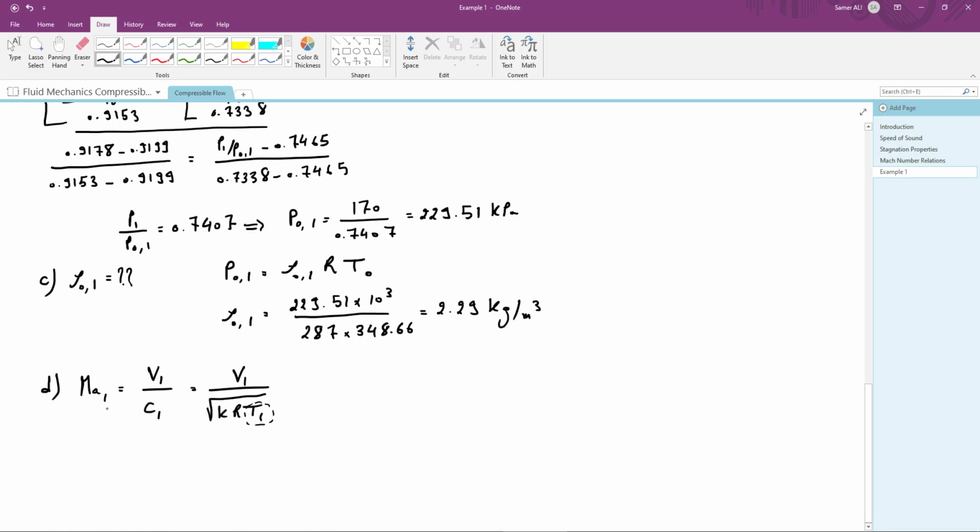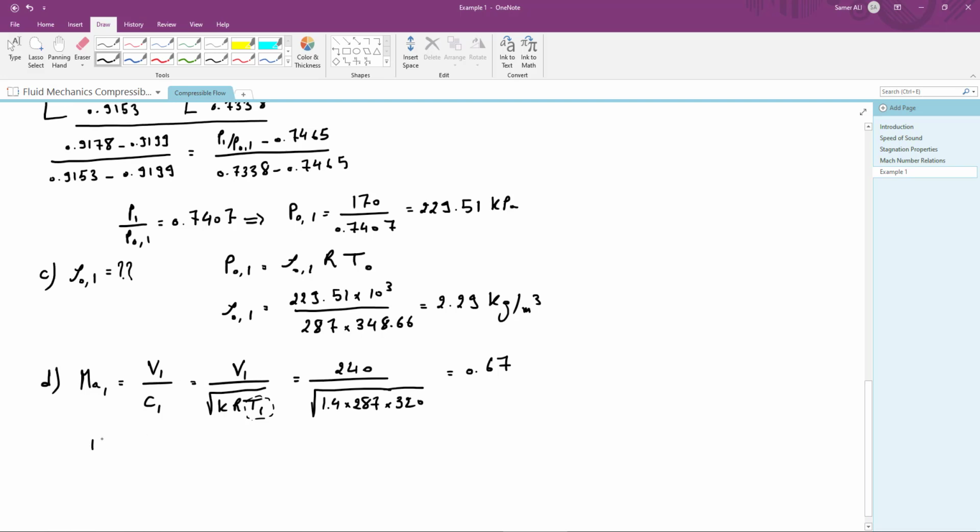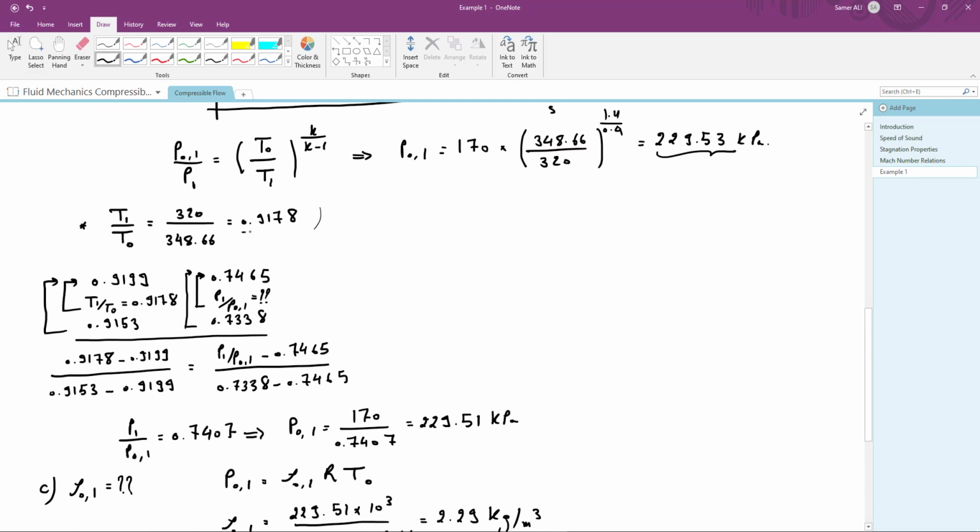So when you calculate the Mach number at a given point, you need to divide by the speed of sound evaluated at the temperature at this point. Okay. So here we have V1, which is 240, divided by the square root of 1.4 times 287 times T1. T1 is 320 Kelvin. So this will be equal to 0.67. Also, we can find the Mach number using the table, of course, because we have already found T1 over T0, the ratio of the temperature, which is 0.9178.